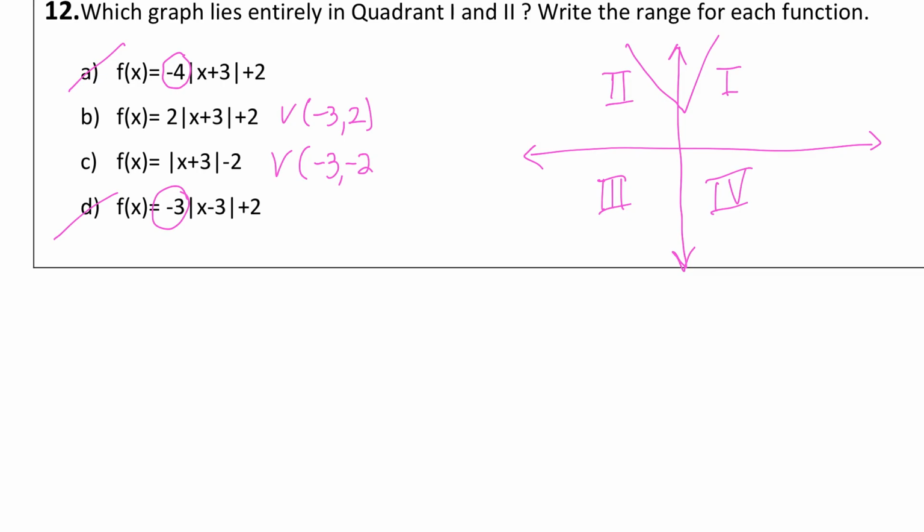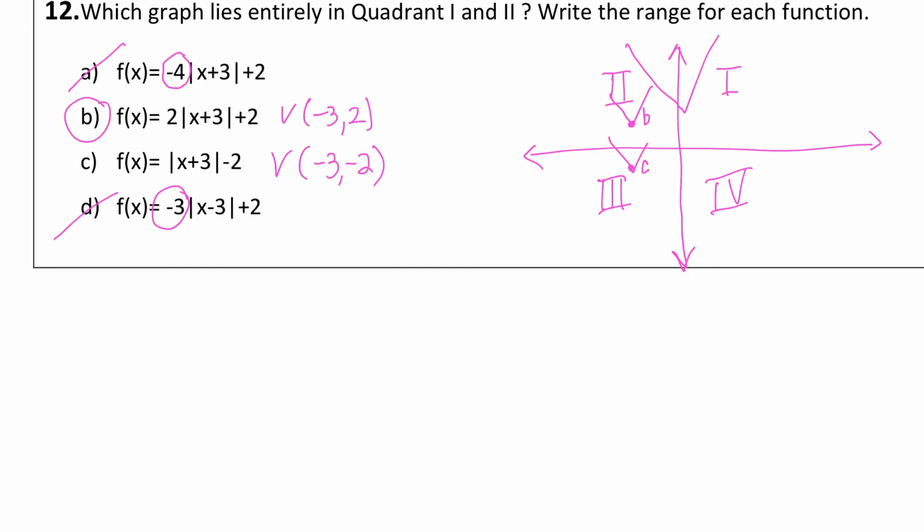Okay, well, let's see where those vertices are. Part B, -3, 2 would be right here. So this is part B. -3, -2 would be right here. And this is part C. Well, the only way that it would stay in quadrant 2 would be part B. And so this is your answer.